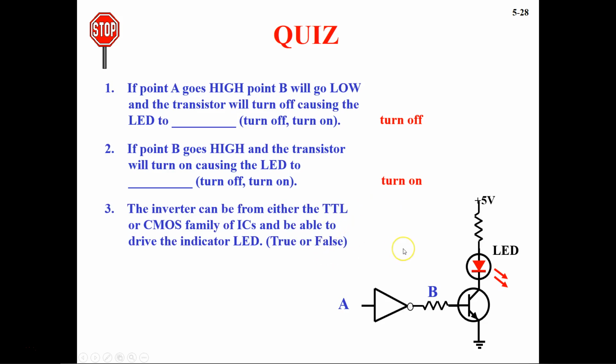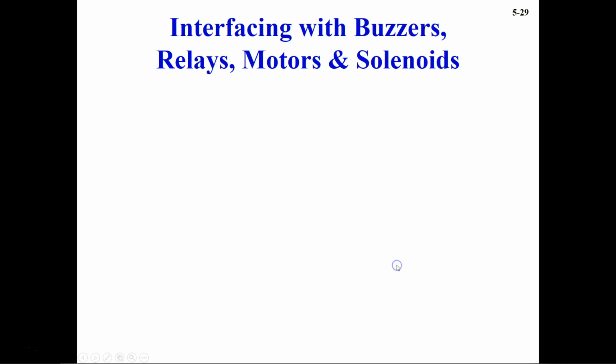And then the inverter can be from either the TTL or CMOS family of ICs and can be able to drive the indicator LED. So is it a true condition or a false? So it is true because we learned that this TTL or CMOS can be used in this circuit. So if that's the case, then we can turn on or turn off the LED. So this is true.